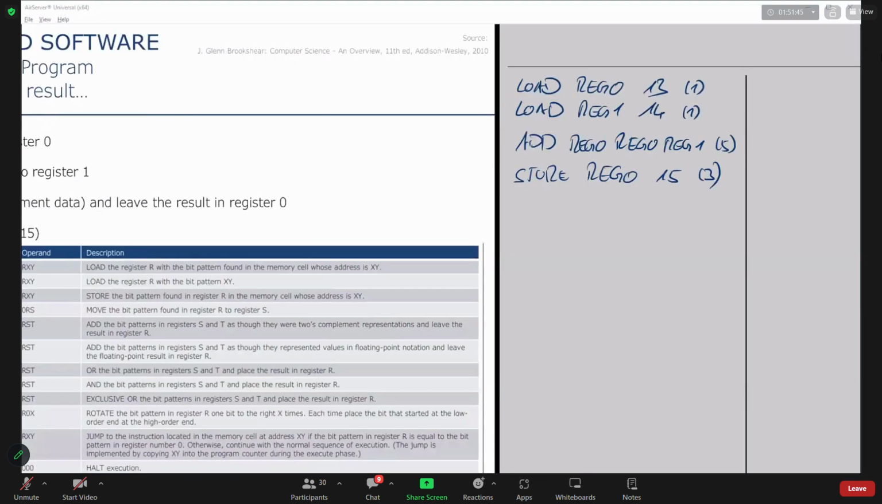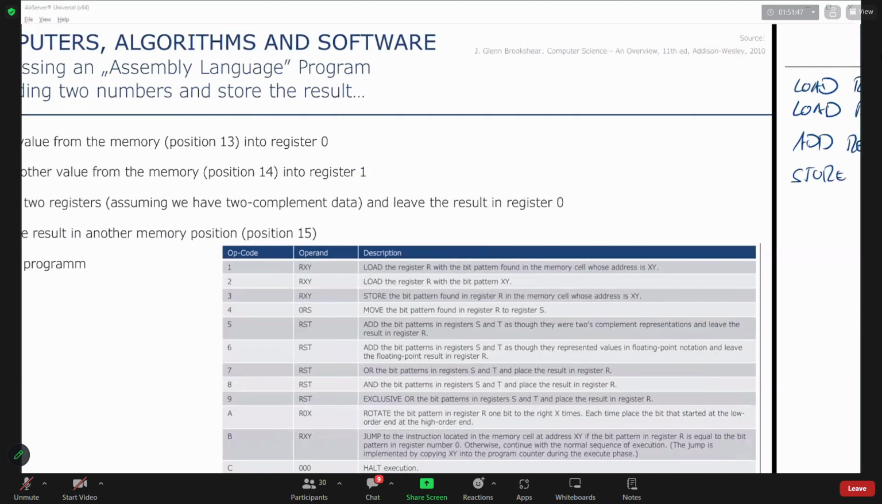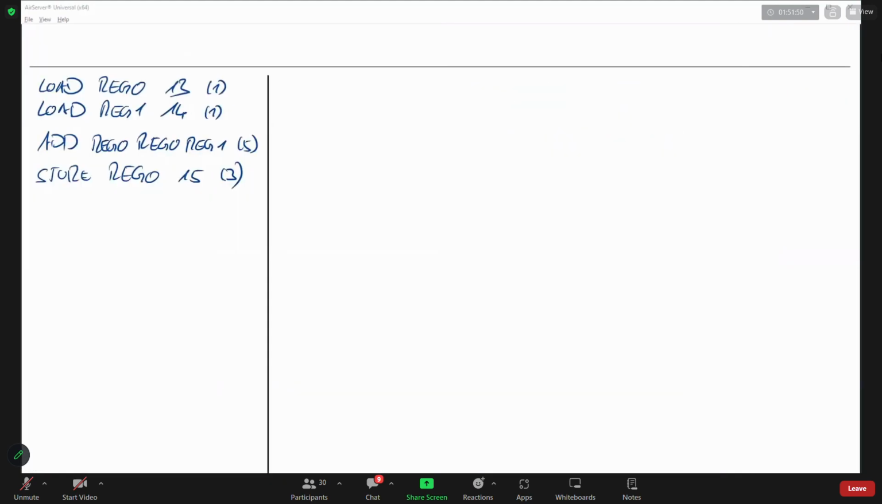So the last command is, of course, the halt execution, because our program has now finished. So load register 0 with the value in memory cell 13, load register 1 with the value in memory cell 14, add register 0 and 1, and store that in register 0, and then store the value from register 0 in memory cell 15 and end the program.